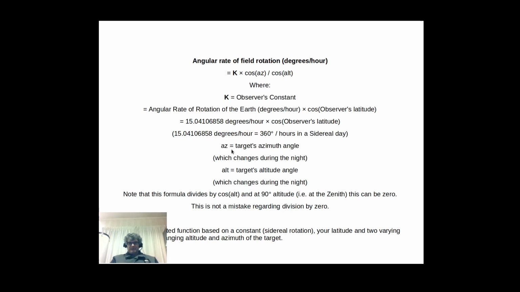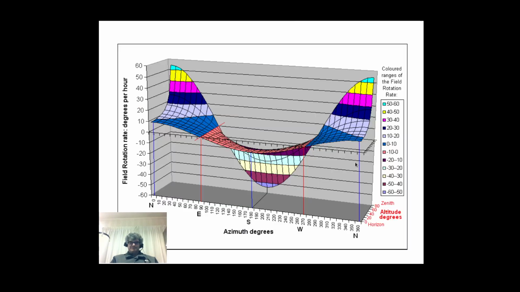And in the formula, as I said, the value AZ is the azimuth angle of the target that you're tracking, and obviously that changes all the time as you're tracking it, and the altitude is the target's altitude angle, which also changes. So the formula does have a little trick in it. You're dividing by the cosine of the altitude, and at 90 degrees, the cosine of 90 degrees is 0, so you get a divide by 0. It's not actually a mistake, and I'll explain a little bit here.